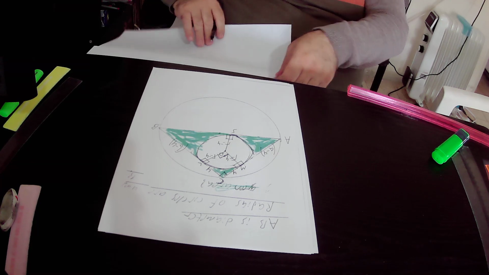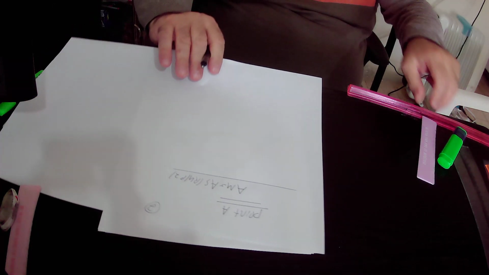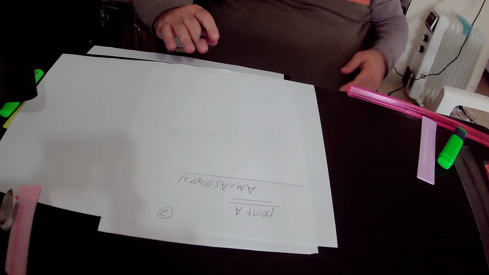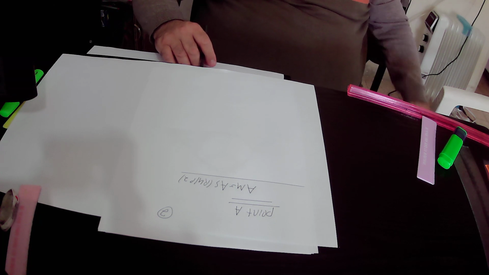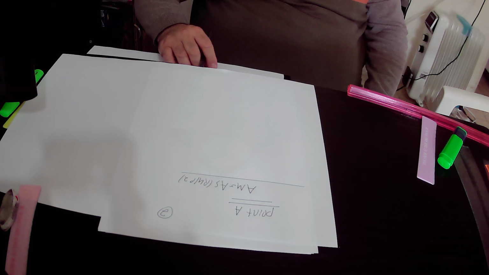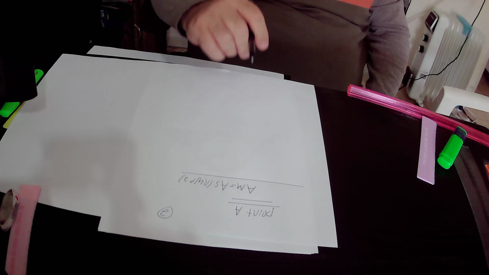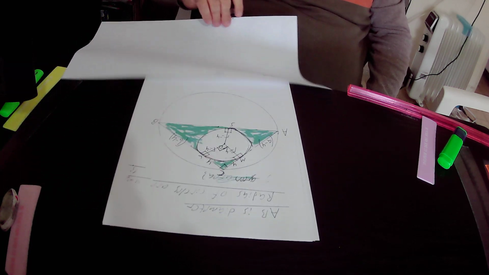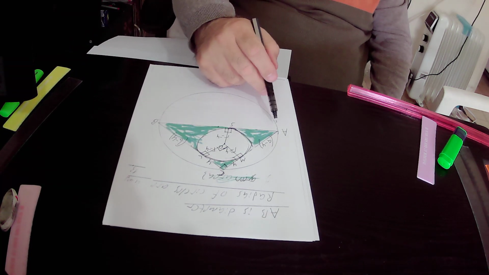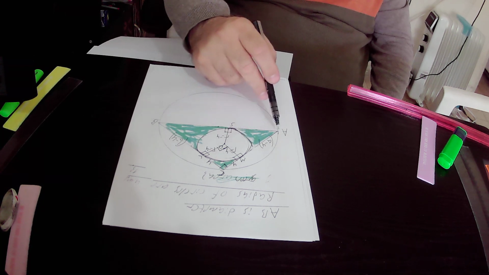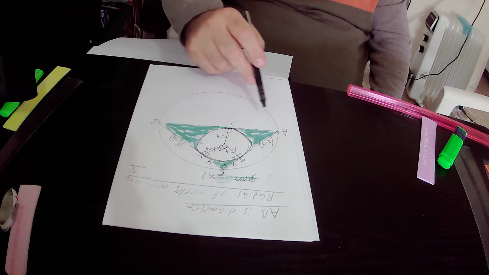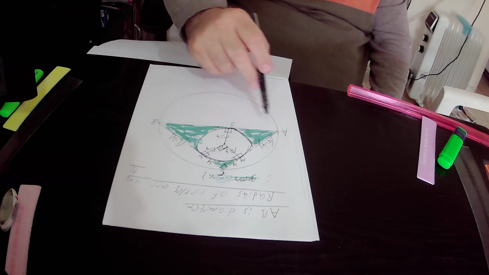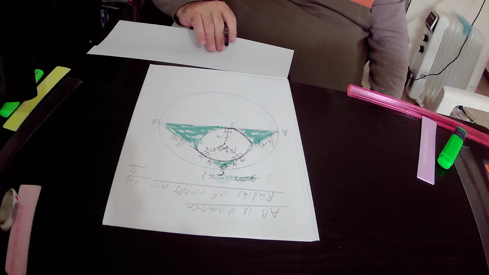And according to rule number 2, the length of two tangents from a common external point to a circle are equal. AM must be equal to AS. Here, from point A, we have two tangents to this circle, tangent AM and tangent AS, and according to rule number 2, they must be equal to each other. So AM equals AS according to rule number 2.